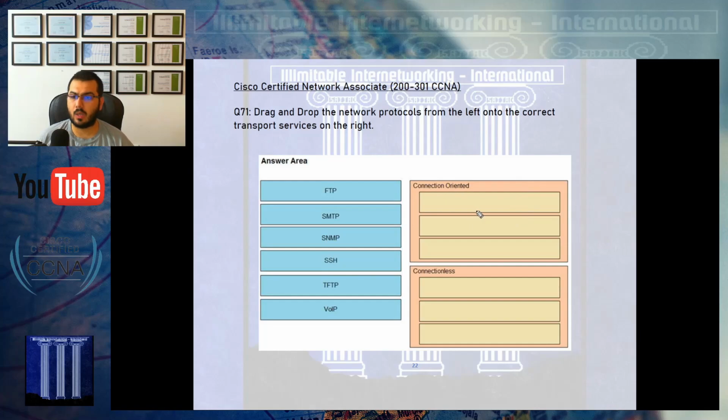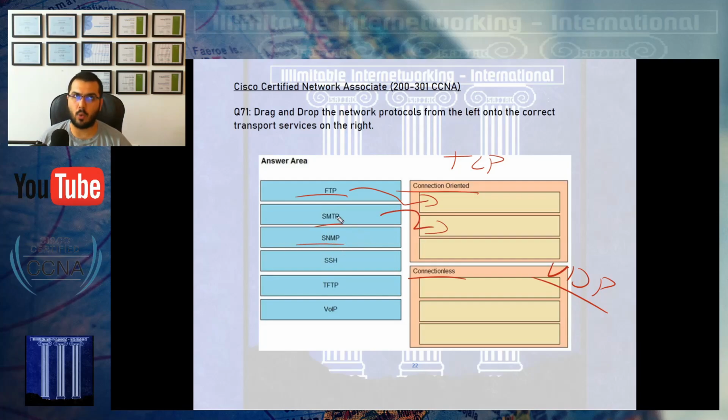Another D&D. Drag and drop network protocols from the left into the correct transport service on the right. Connection oriented, those are TCP guys. Connectionless, those are User Datagram Protocol guys, UDP. Okay, these are some protocols. Good thing that all of them are already mentioned in the course. Good. FTP has TCP 20 and 21, so it will go here. SMTP has TCP 25, so it will go here.